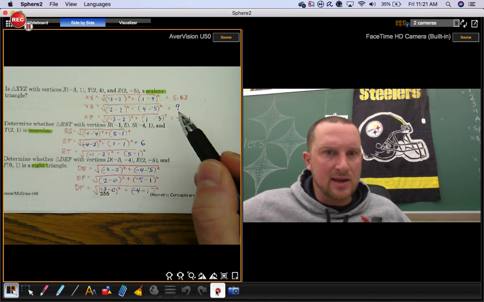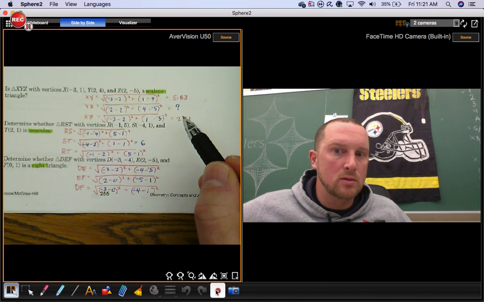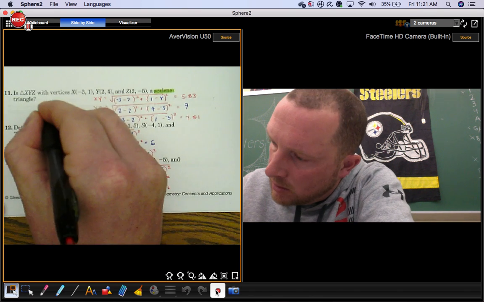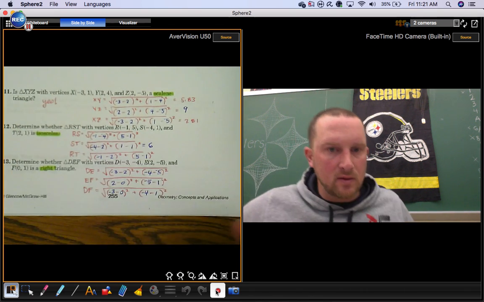Look at those 3 lengths. These are side lengths of a triangle. Is the triangle scalene? Yes, it definitely is. All the side lengths are different.